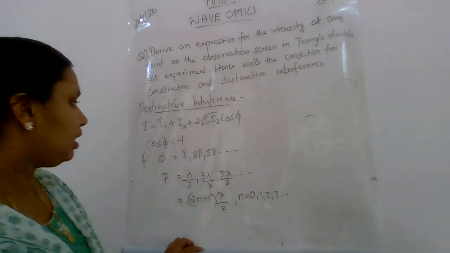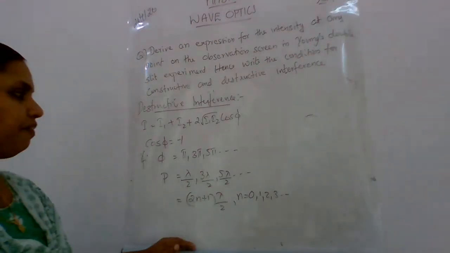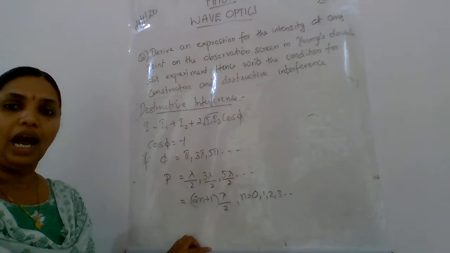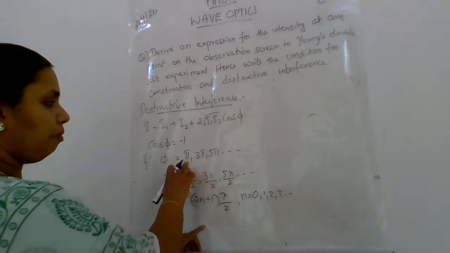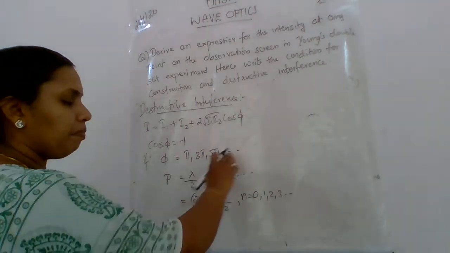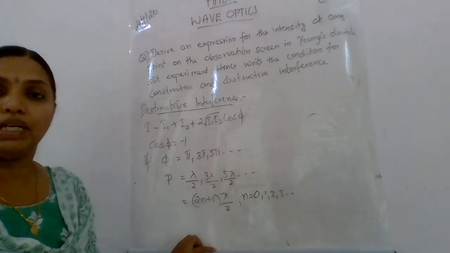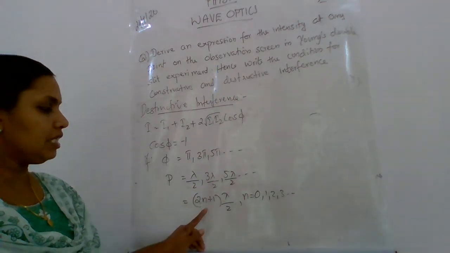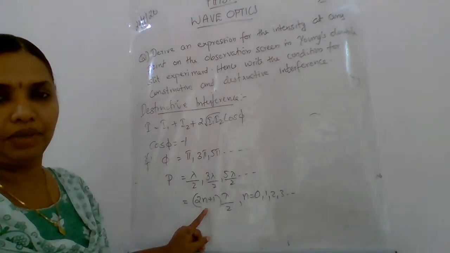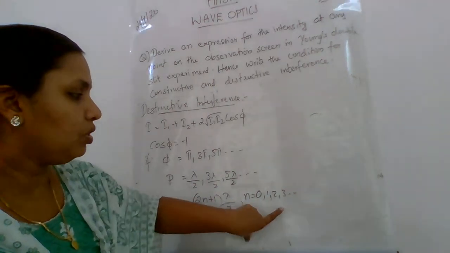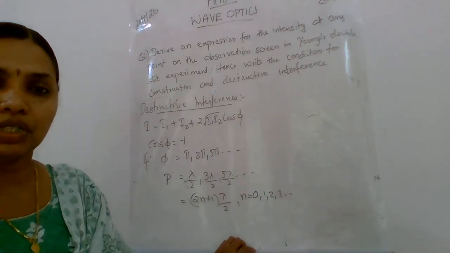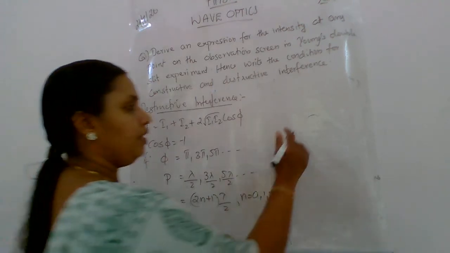Okay. So what is it? If the phase difference between the two waves coming from the slits S1 and S2 is pi, 3 pi, 5 pi, etc., that is an odd multiple of pi, and the path difference is equal to (2n plus 1) lambda by 2, where n is equal to 0, 1, 2, 3, etc., those waves undergo interference destructively, isn't it?